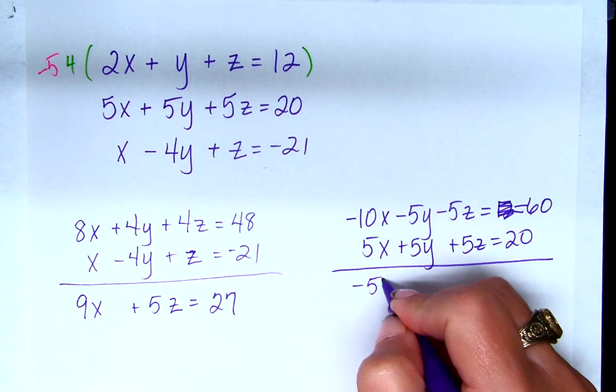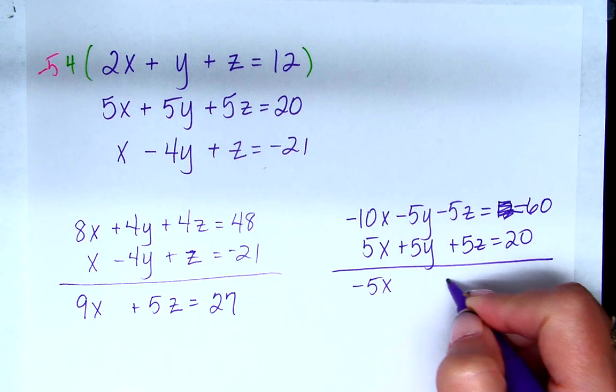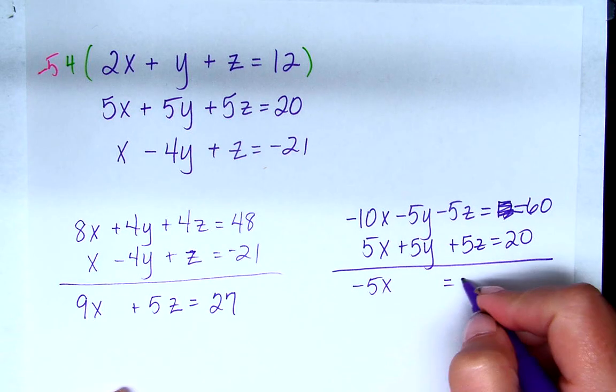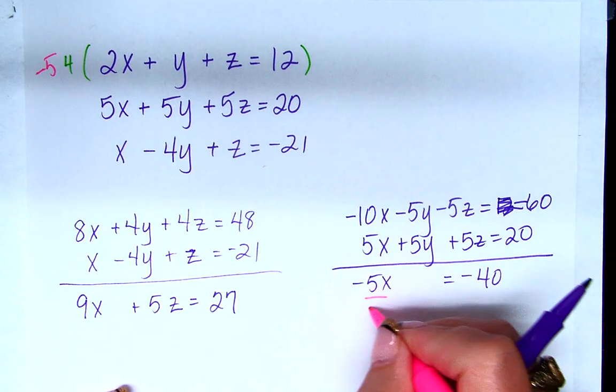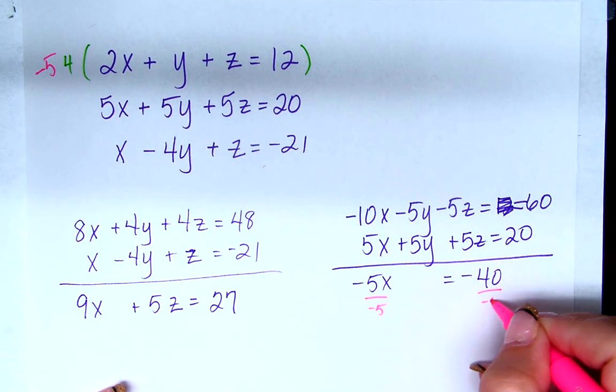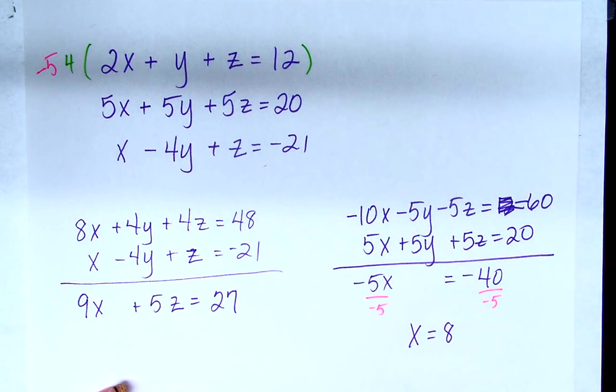Negative 5x equals negative 40. You get to eliminate 2. So we can solve for x. Does that make you a little bit nervous when that happens? It shouldn't. It should be super exciting, right?